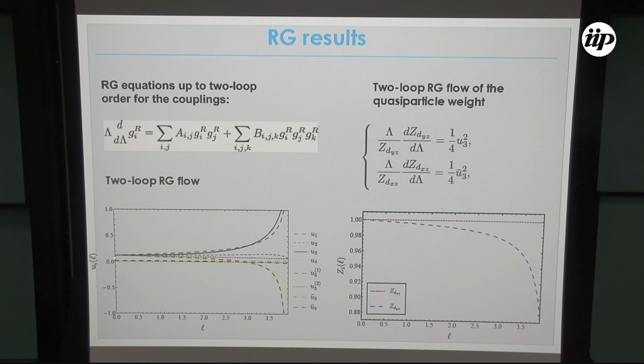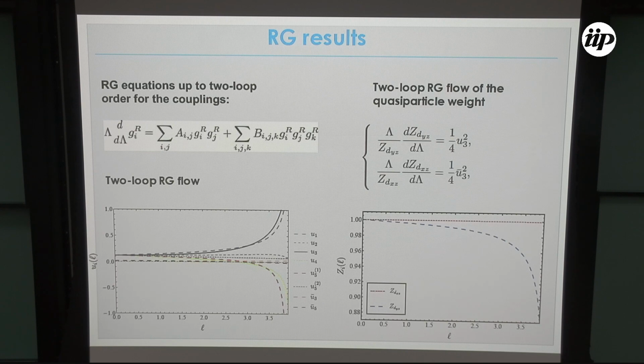Even if we start from very small weak coupling, it shoots up very quickly towards a strong coupling regime, meaning U of the order 1. But some couplings flow to 0. So we see this tendency here. We can also calculate the RG flow for the quasiparticle, and we see here an orbital selective renormalization of the quasiparticle weight. This is very interesting because we can only obtain that using this two-loop RG flow.